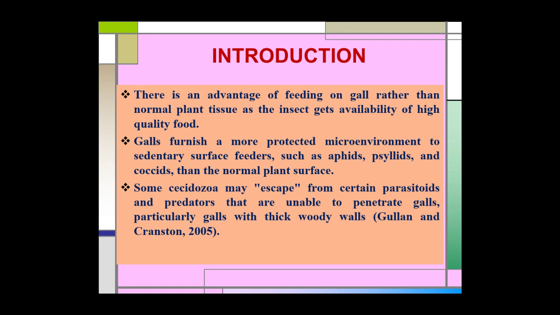There is an advantage to feeding on gall tissues rather than normal plant tissues, as insects get availability of high quality food. Galls furnish a more protected microenvironment to sedentary surface feeders such as aphids, psyllids, and coccoids than the normal plant surface. Some cecidozoa may escape from certain parasitoids and predators that are unable to penetrate galls, particularly galls with thick woody walls.